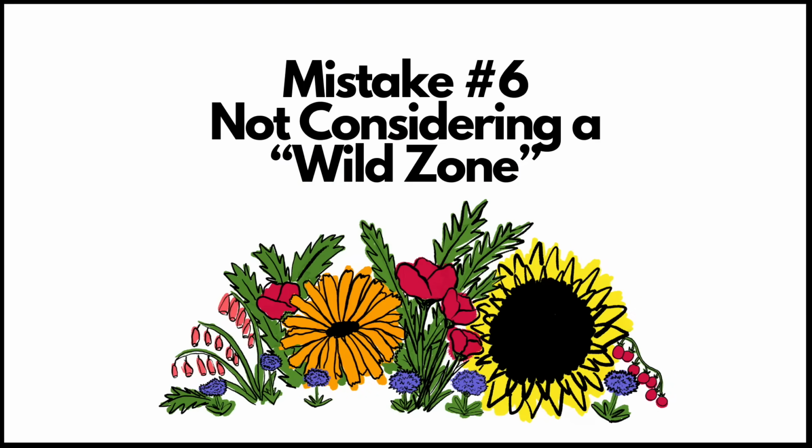Mistake number 6 is not incorporating a wild zone. This is one of my favorite tips for reducing maintenance when you have a large yard, because there's always going to be some corner of your yard that you're just never going to go. Maybe it's a small awkward corner between your shed and a fence, or maybe it's this back section of your property where your neighbors are just going to stare at you if you hang out. The first thing I recommend, of course, is to think about why you're not using this space and see if you can figure out a solution to that so you can use the space.